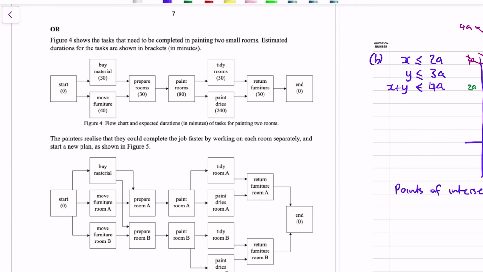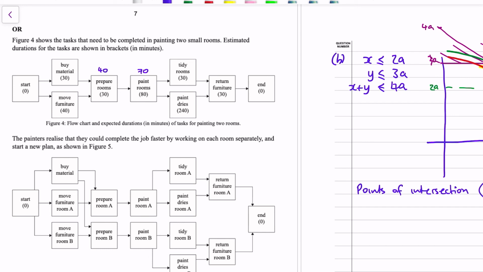So for a start, if we just go through the first option in figure 4 and work out how fast it actually takes them. Personally, I don't set out my critical path networks like this, as flowcharts like this. But if preparing the rooms can't be done until the material and the moving of the furniture is done, then the preparing rooms can start at 40. It has to wait for the moving furniture, which takes longer. And therefore the painting of the rooms can start at 70.